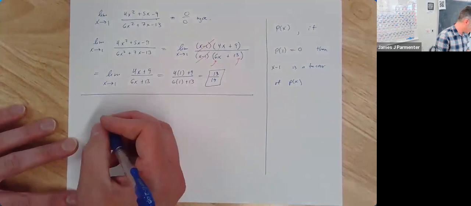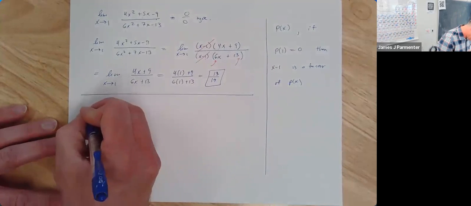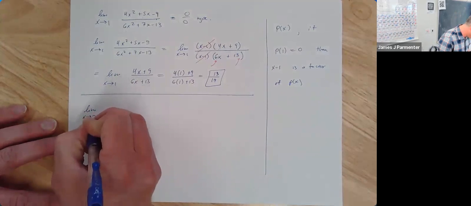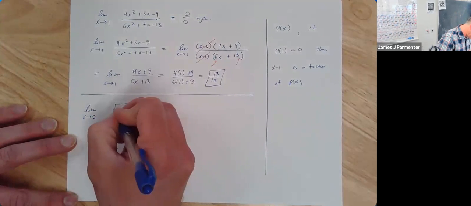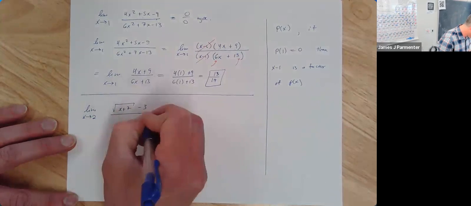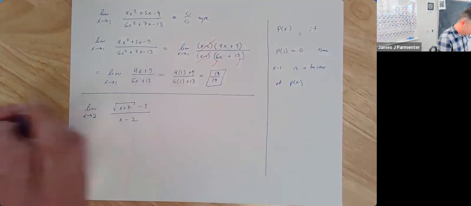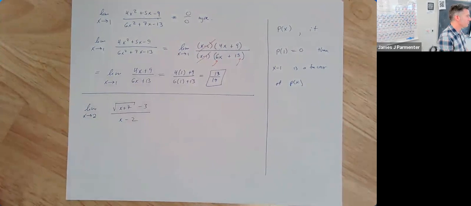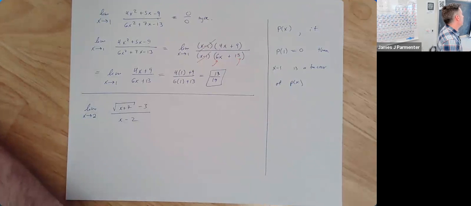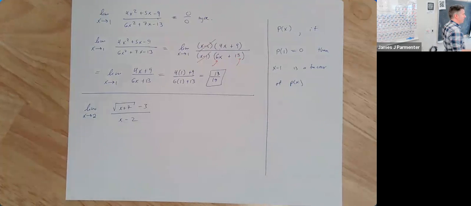So let's look at this next limit. The limit as x approaches 2 of the square root of x plus 7 minus 3 over x minus 2. I think fairly straightforwardly, a 0 over 0 type of thing. Plug in 2, you get 3 minus 3 over 2 minus 2. Yep, 0 over 0. So the problem here is you can't just factor it. It's not a polynomial. I can't pull out an x minus 2 from the top. I don't see how to do that.